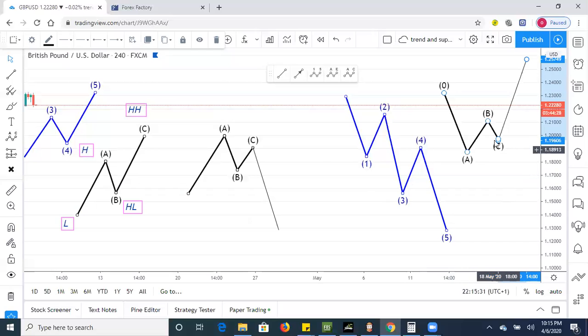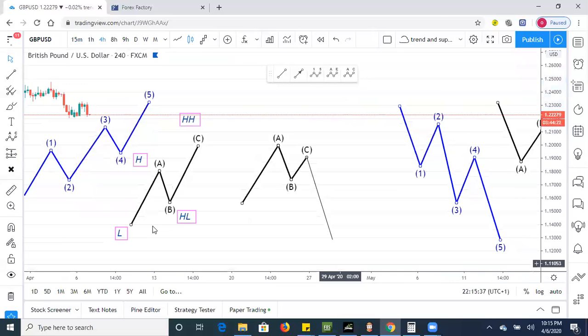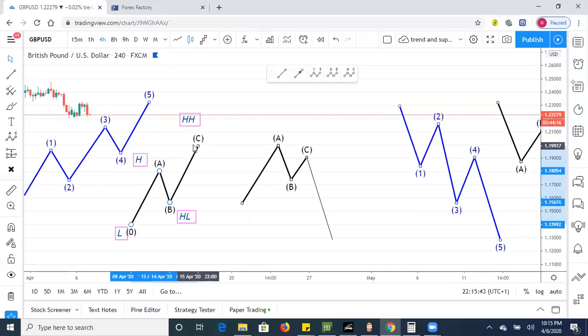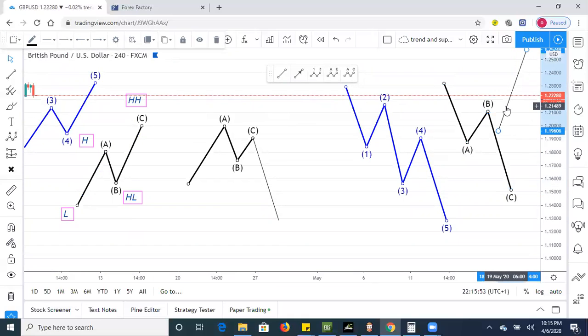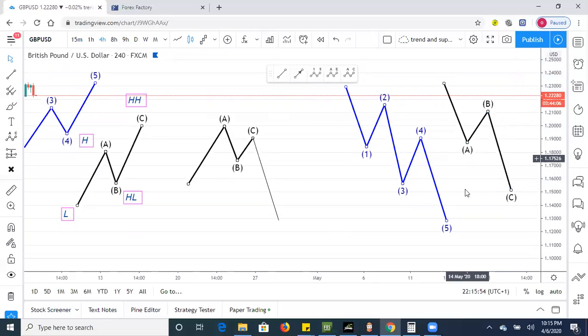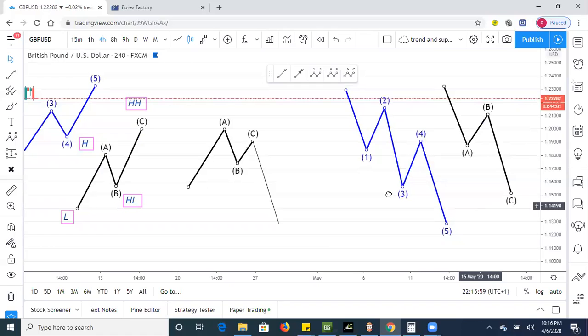I beg your pardon, you only establish an uptrend when you have a higher high formed. You need to have a higher high formed for an uptrend to be established, and you need to have a lower low formed for a downtrend to be established. I cannot overstate this, and that's why I'm repeating over and over again.